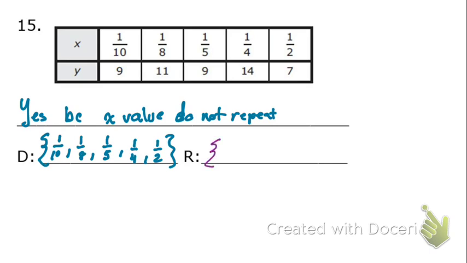So we'll begin with 7, 9, 11, and 14. Remember, do not repeat numbers. Alright, so again, 9 repeated, so we don't repeat them. Okay? Alright, let's keep going.